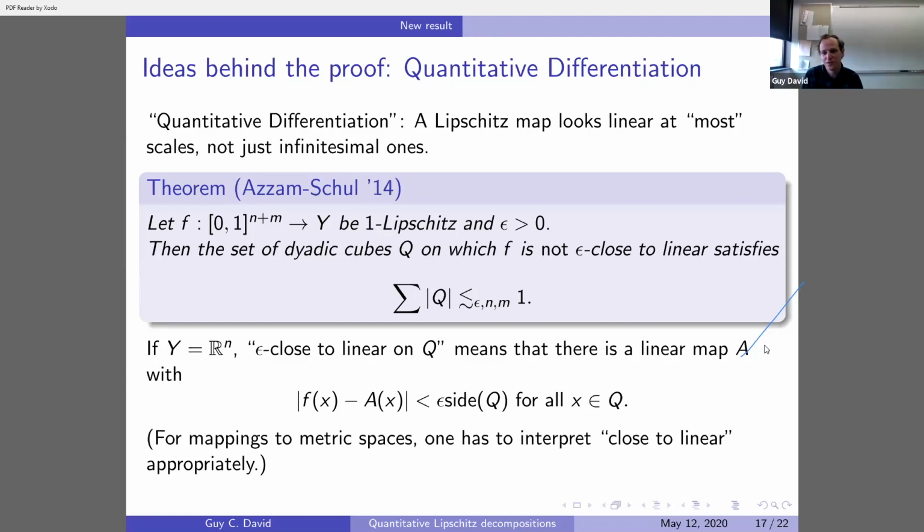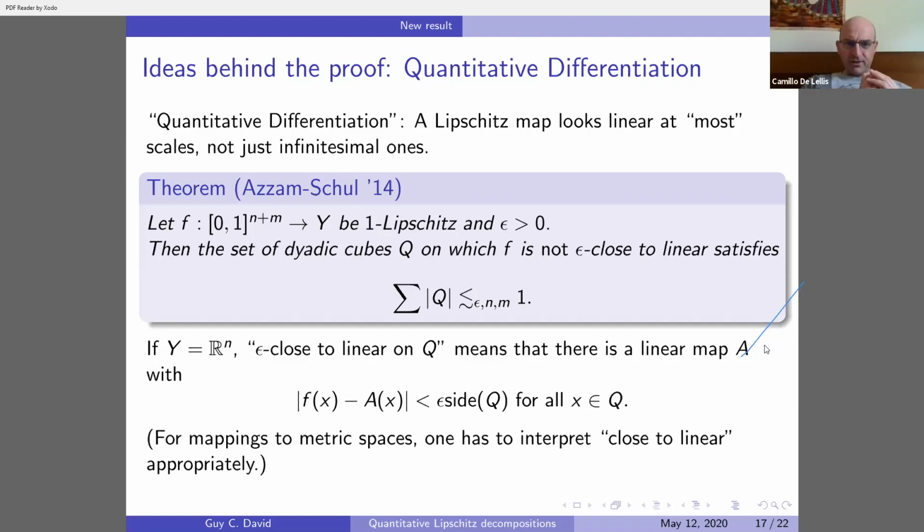That's right. You fix epsilon. Yeah. So the distance function from a point, the cone, agrees with a linear map up to error epsilon on most cubes. Probably you want to avoid the cubes that contain the point or are close to the point.